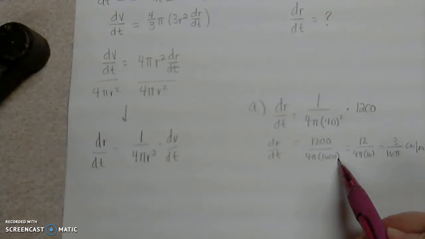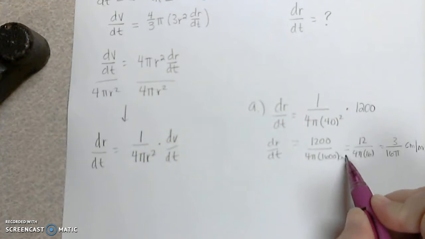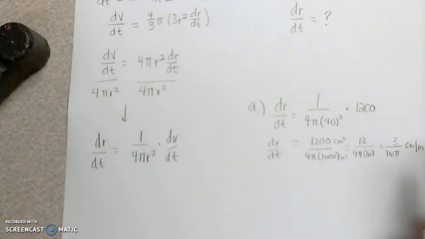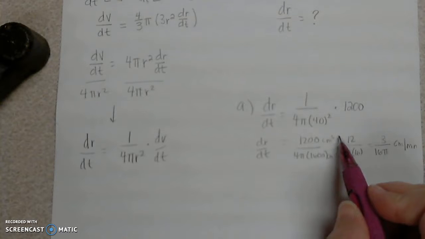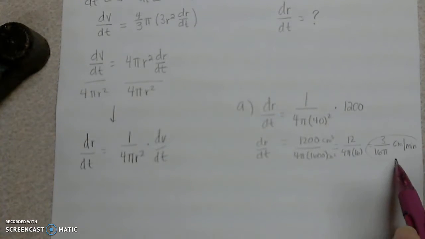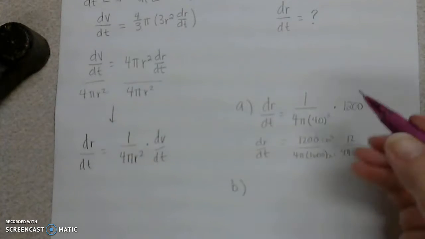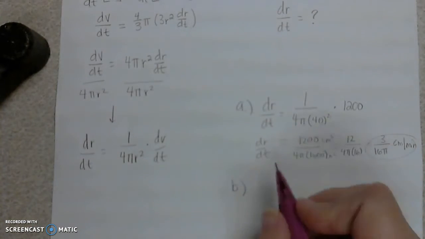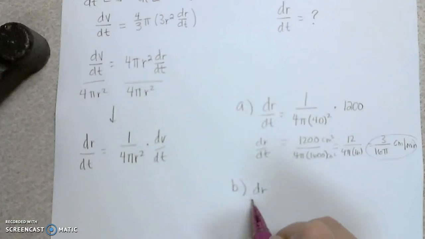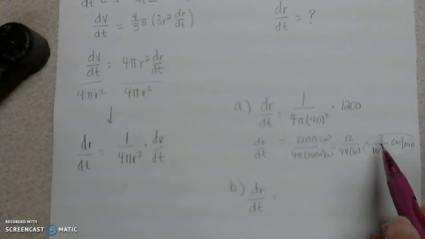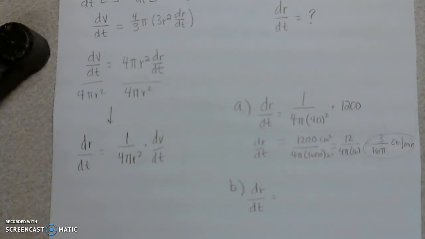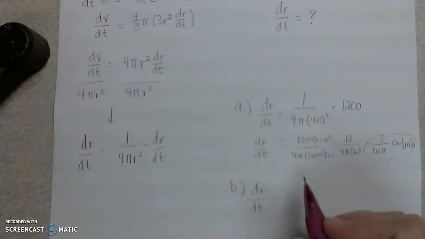Now when we squared the radius here, this would be 40 centimeters squared. And remember, this is centimeters cubed, so when I divide, the centimeters cubed divided by squared leaves me just centimeters. Then it asks us to find it when the radius is 70 centimeters. So I can say that 3 over 16 pi centimeters per minute is how fast the radius of my balloon is increasing. Let's try it with 70.